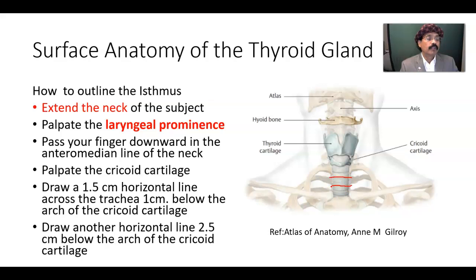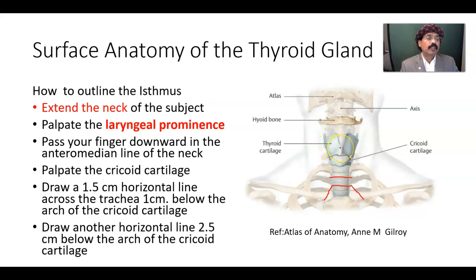Then we have to find the lower part of the lateral lobe. Another point should be 1.2 centimeter below and lateral to the lower margin of the isthmus here. Another one should be around 2.5 centimeter below this line, around 2.5 centimeter from this point. The first point is around 1.25 centimeter. We have done that.